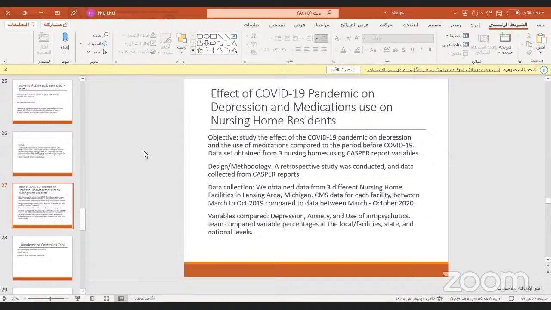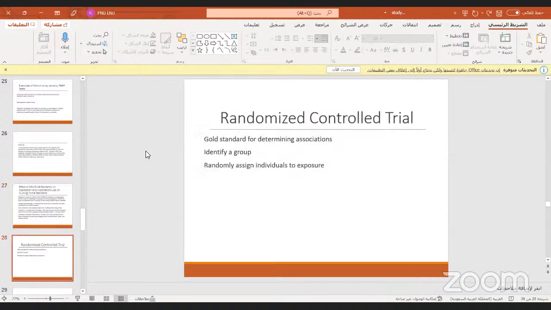Data collection was obtained from 3 different nursing home facilities, during the targeted period between March to October 2020, and the variables compared in this study were depression and anxiety and use of antipsychotics. The team compared variable percentages at a local facility, state, and nationwide.